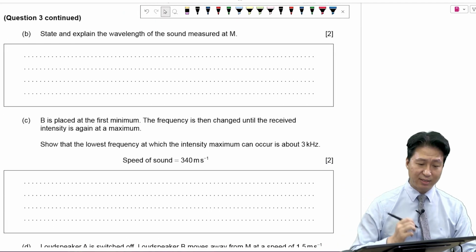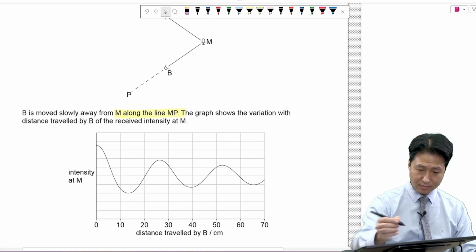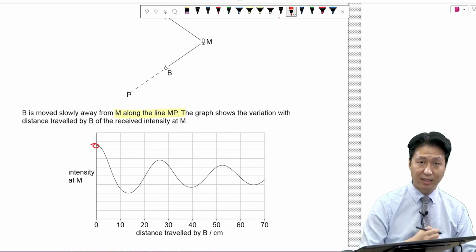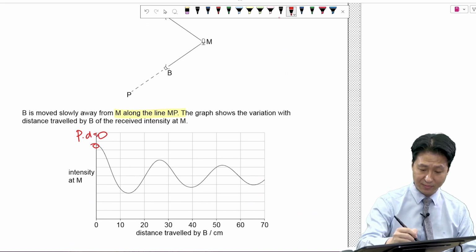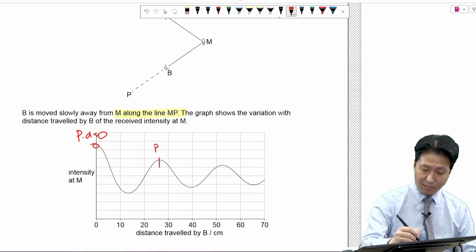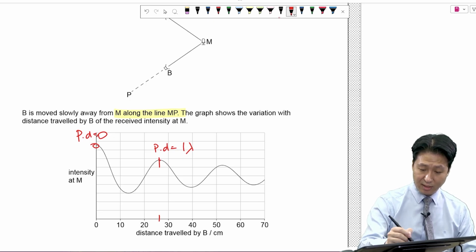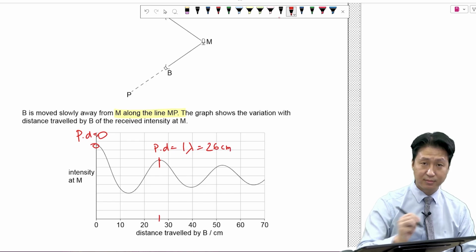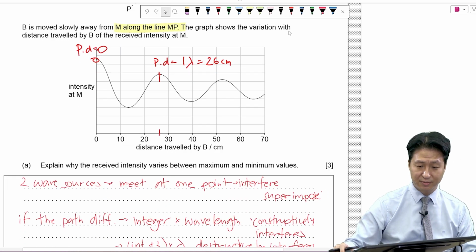Part B of question 3 says, state and explain the wavelength of the sound measured at M. First, you have to go back to the graph. You'll notice that it starts at a peak intensity because the path difference here is 0. It must be constructive interference. Next time here, the path difference must have been exactly one wavelength because it's the first time it has constructive interference. And it has traveled 26 centimeters. So therefore the wavelength should be also 26 centimeters.